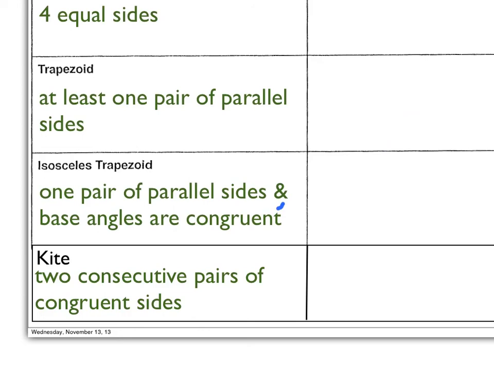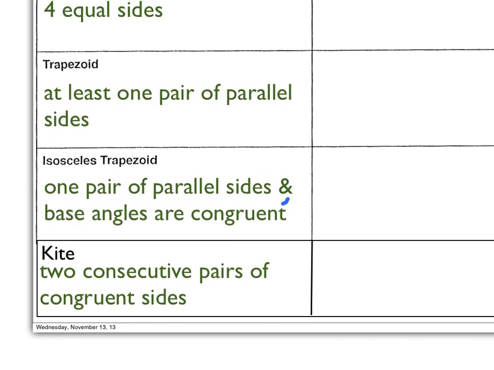Consecutive and congruent, I'm going to go out of my little area here and show it like this. Those are congruent. That needs to connect. And those are congruent. Consecutive and congruent. Touching sides are congruent. Okay?